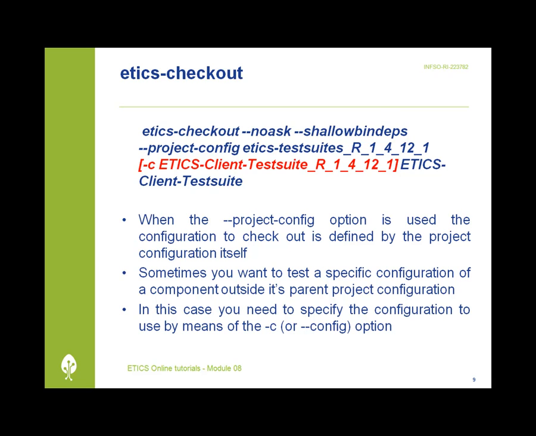However, sometimes you want to test a specific configuration of a component, inheriting properties from a project configuration that contains a different configuration of your component. In this case, you need to specify which configuration to take using the -C or config option. If no ask is not used, the client will interactively warn that the requested configuration does not belong to the specified project configuration and wait for confirmation.